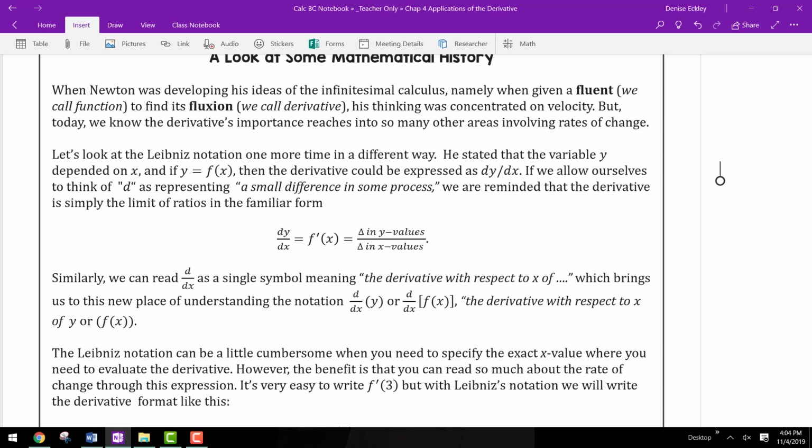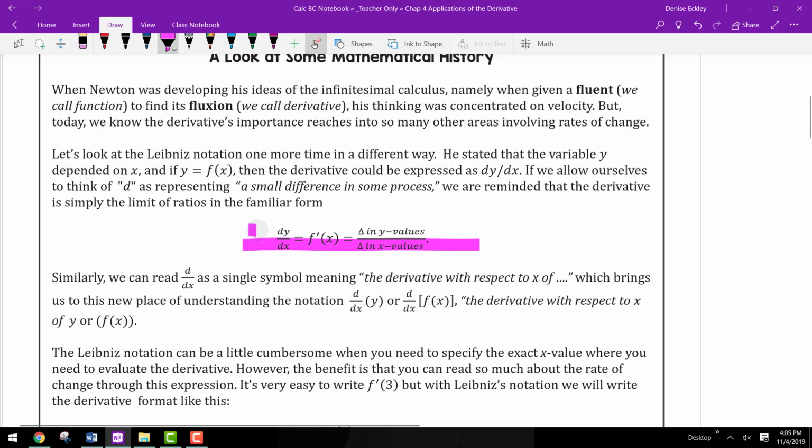We can think of d as a small difference in some process, and we want to remember that because we're using a fraction or a ratio, it is the limit of ratios in the familiar form. And there is our familiar form right there. We have dy/dx is the change in y values over the change in x. I know it comes up sometimes, what does d/dx mean? It means the derivative of our function with respect to x. So d/dx of f of x is the derivative of y with respect to x.